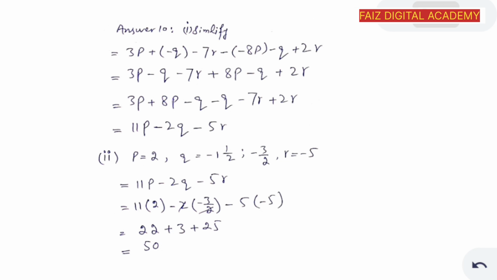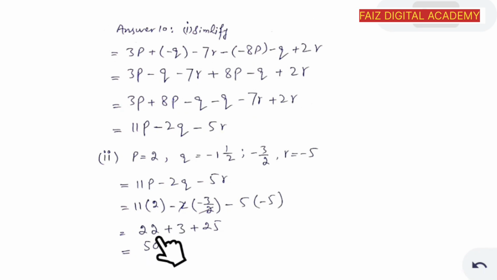simplifying these algebraic expressions. After simplifying, for part 2 we put the values of p, q and r. The value was 2 for the p. Q value was minus 1 over 2. We change this mixed number into fraction form. 2 ones are 2 and 1 is 3, 3 over 2, minus 3 over 2. We write the minus 3 over 2 in place of q and minus 5 in place of r.